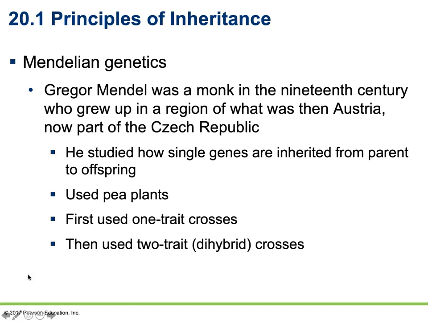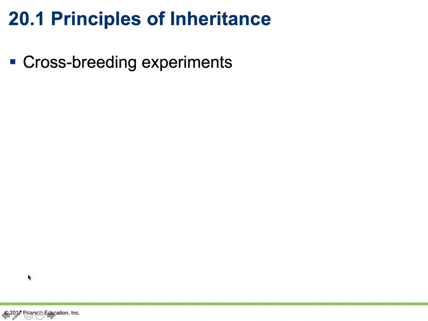Another great thing about the peas is that they are typically self-pollinating, so he could study purebred generations, but they are capable of crossbreeding, so he could intentionally and specifically crossbreed his plants. So he developed his laws from his crossbreeding experiments, meaning that he took plants that exhibited two different traits and he crossed them to see what the results would be.